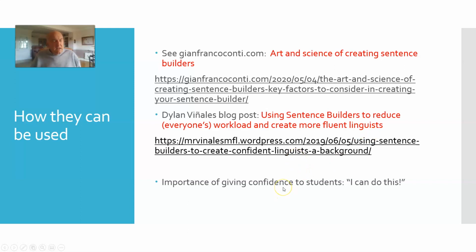And I think one of the key things with sentence builders, and a reason why so many teachers have picked them up and seem to enjoy using them, is that it does give confidence to students, for reasons I'll go into in a second. But there is a sense that when students work with one of these, particularly with the translations available, there's a sense that, yeah, I can do this. I can make sentences, and I can work beyond the single word level.